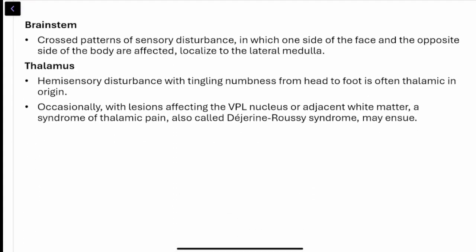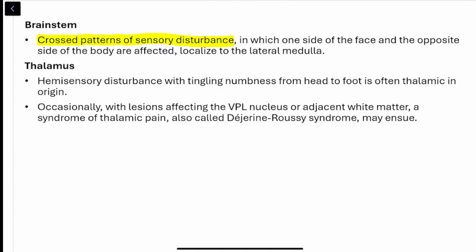Now, a lesion in the brainstem is infamous for crossed patterns of sensory disturbance. Means there will be sensory loss on one side and motor loss on the other side. For example, numbness on the right side of the face and left-sided hemiparesis, which occurs in Weber syndrome or these midbrain syndromes. Means there will be a crossed pattern of sensory or motor disturbance.